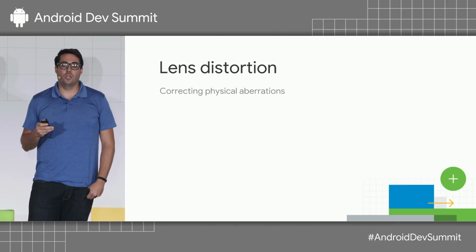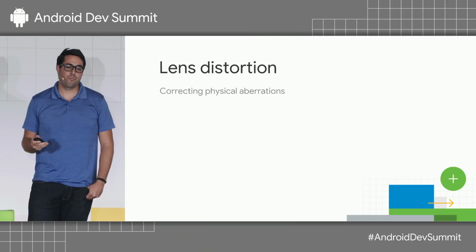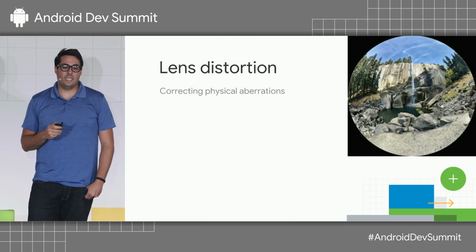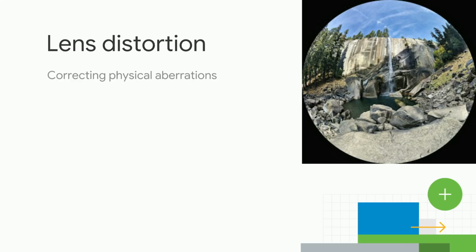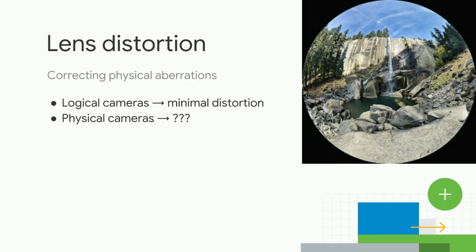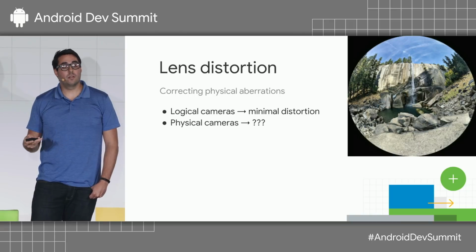One more topic I wanted to touch on is lens distortion. A classical example of lens distortion is the fisheye lens. This is not a real example. It is here for illustration purposes only. All lenses have some amount of distortion. For logical cameras, you can assume that that distortion will be minimal. For the most part, it will be corrected by the drivers. However, for physical cameras, distortion can be pretty significant.